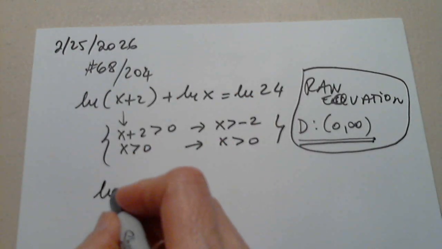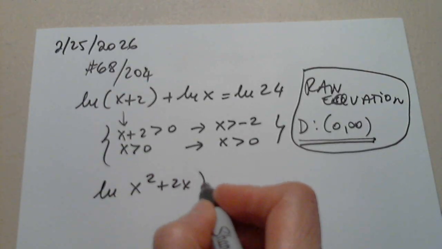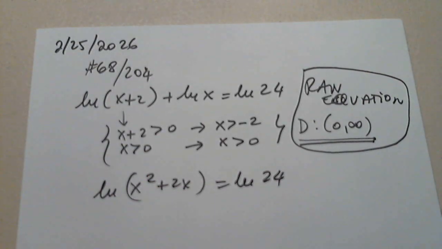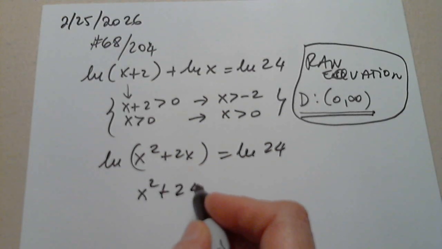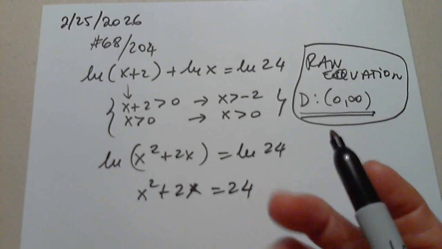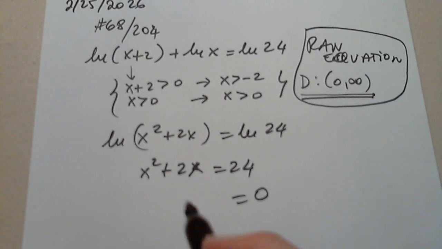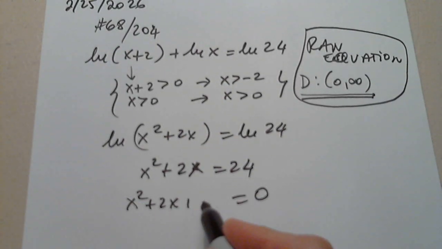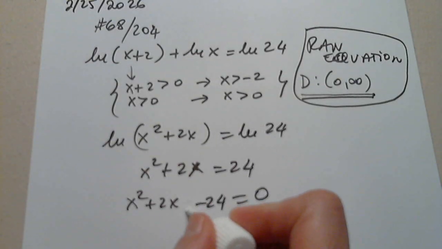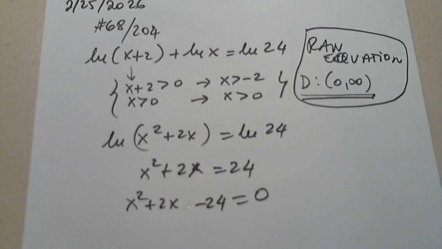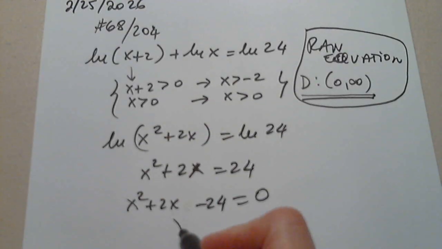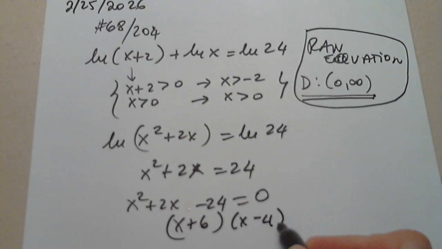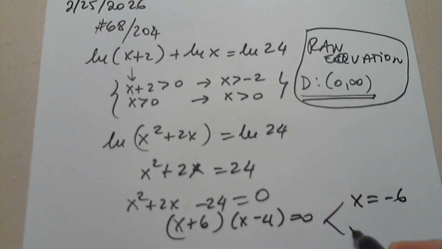And now I can just rewrite it as x squared plus 2x equals natural log of 24, and then x squared plus 2x equals 24. This is quadratic. I have to set it equal to 0. It's the only way. So x squared plus 2x and then minus 24. And then we have to factor. If you have difficulties factoring, we cannot go back to factoring anymore. So you can use the calculator and simply factor into x plus 6 and x minus 4. And we get x equals -6 and x equals 4.